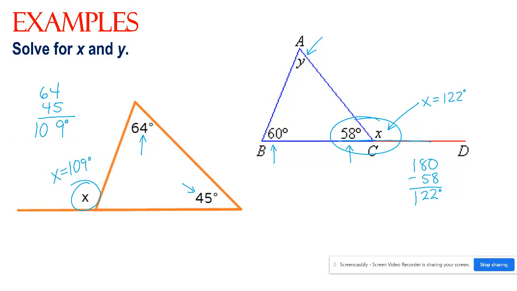Now I got to find y. Different ways to do that, but I'm going to use the exterior angle theorem, and I'm going to say my two opposite interior angles, the 60 and the y, have to add up to give me the exterior angle, which is 122. And then all I got to do here to get y is subtract 60, and I find that y is 62 degrees.